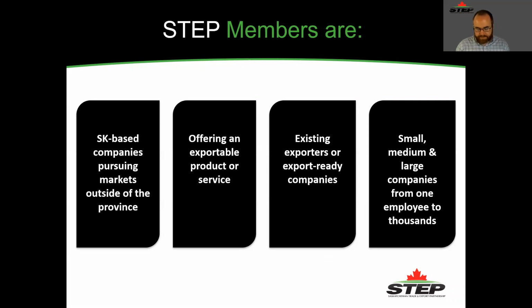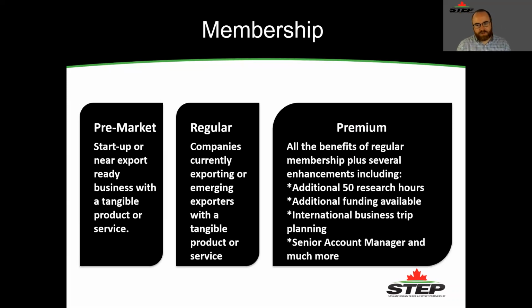So in terms of membership at STEP, I'm just going to touch on this briefly because sometimes this comes up. We do have three categories: pre-market, regular, and then premium. And these are our exporter categories. The one I will highlight right now is just the pre-market. If you're new to exporting and you really want some in-depth service from STEP, this is a great option right now. That membership is 50% off. So it's only $200 annually for a company to become a pre-market member.